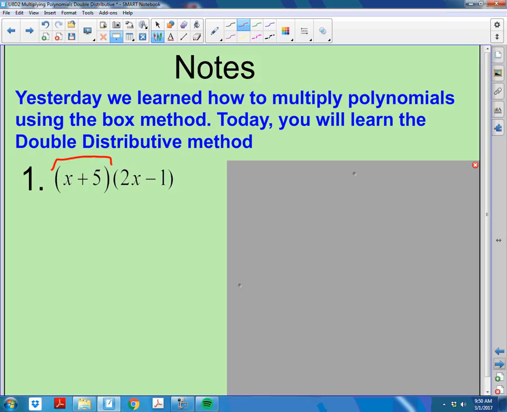It's a binomial. Very good. Two-number system. Could you also call it a polynomial? Yes, because it has more than one. And we have a binomial in the second set, right? Here's the way it works.